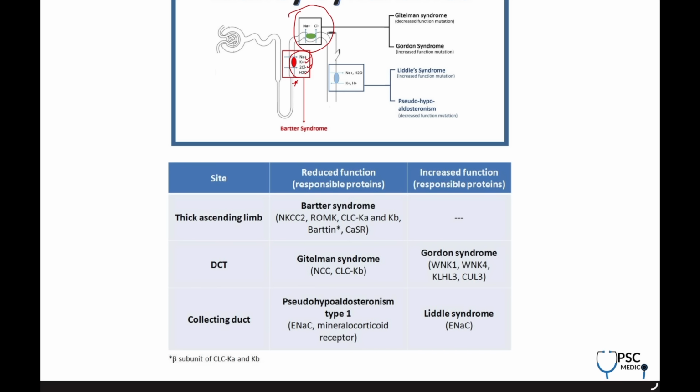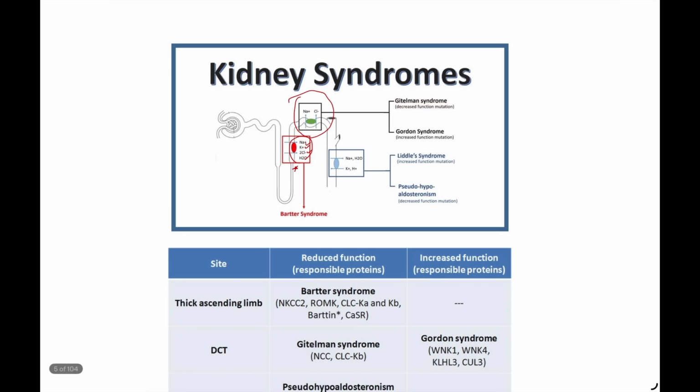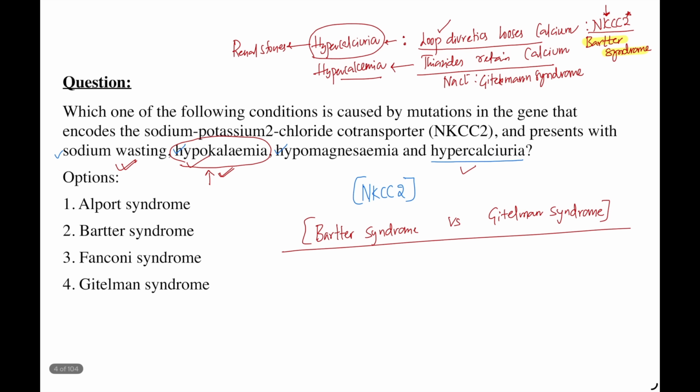The same thing is substantiated here. In the thick ascending limb of the loop of Henle, if there is a mutation in the sodium potassium 2 chloride channel, it is Bartter syndrome. If the sodium chloride channel in the distal convoluted tubule gets affected, then it is Gitelman syndrome. There is also an epithelial sodium channel defect which causes Liddle syndrome. I'm not covering it here. Our main focus is to be able to differentiate between Bartter and Gitelman.